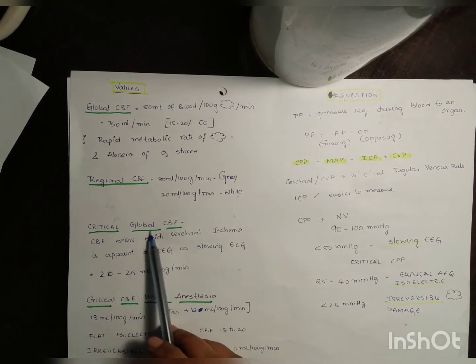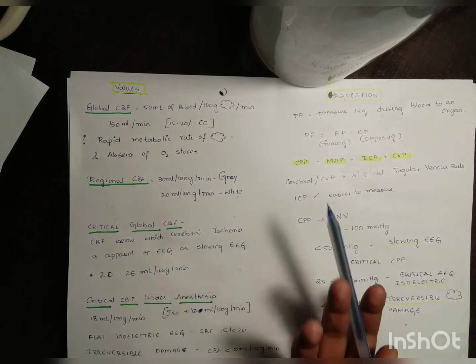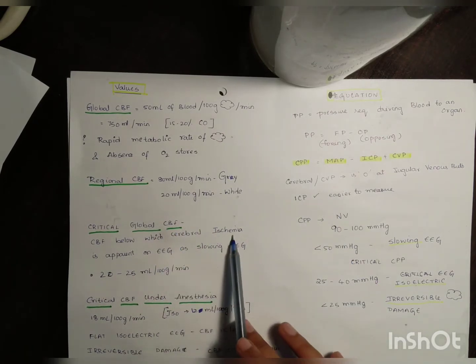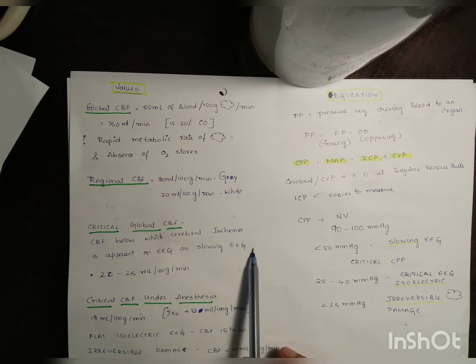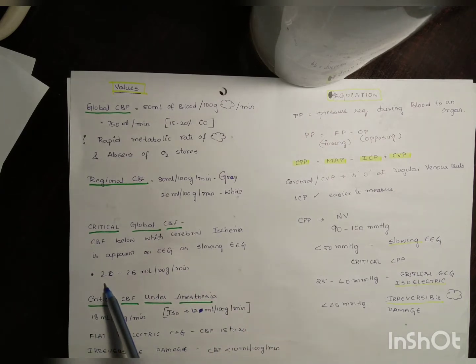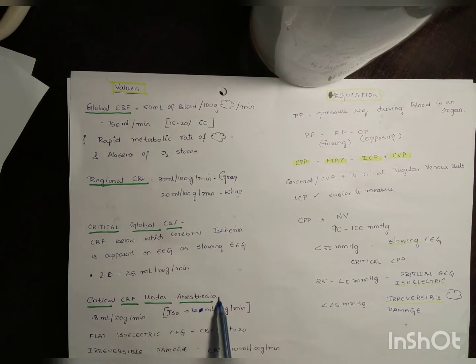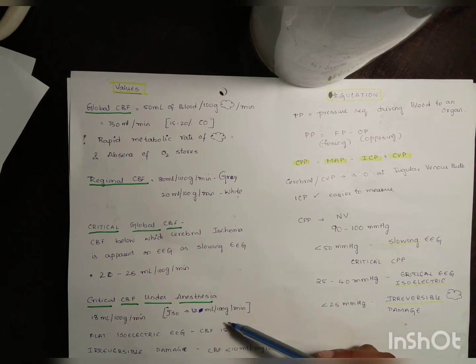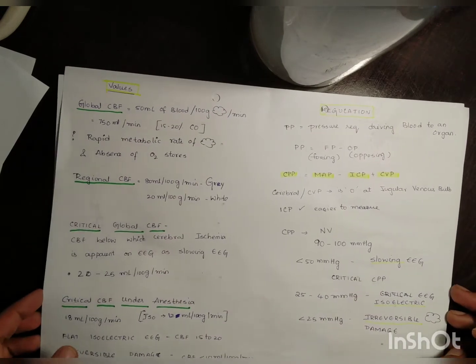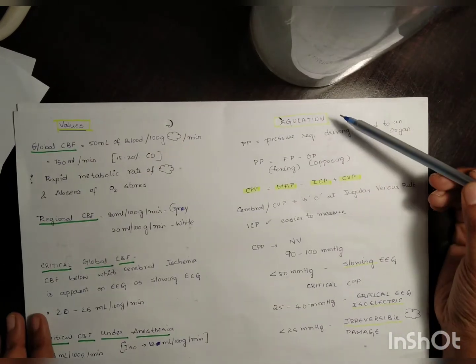The critical global CBF is the blood flow below which cerebral ischemia occurs, and you can see a slowing EEG. This occurs when the blood flow is around 20 to 25. The critical CBF under anesthesia is 18. When you use isoflurane, it is 12. If the blood flow is 15 to 20, you see a flat isoelectric EEG. But if it is less than 10, then there is irreversible brain damage. To avoid this, the brain starts regulating its blood flow.